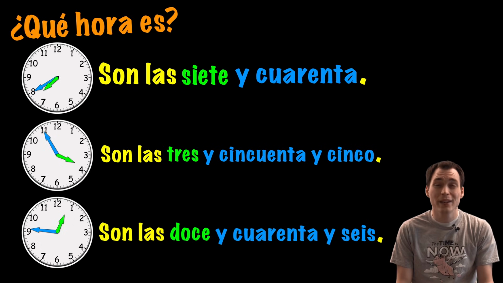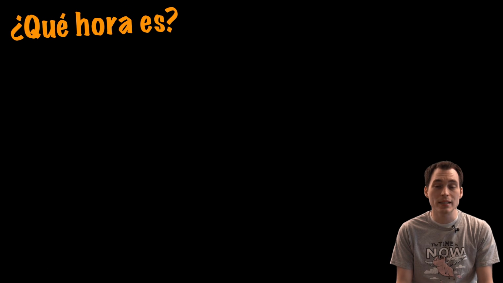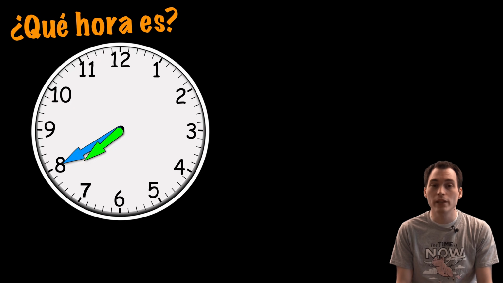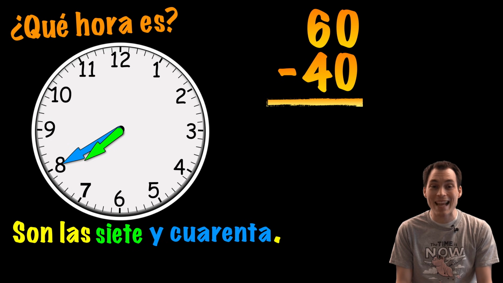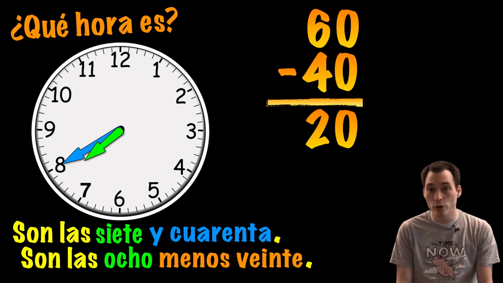Now, if you don't mind a little bit of math, there's another way to do this in some places, when the numbers are higher up there, similar to in English. For 7:40, if you really think about it, 7:40 is 8 o'clock minus 20 minutes. So we could say, using menos for minus, son las 8 menos 20.